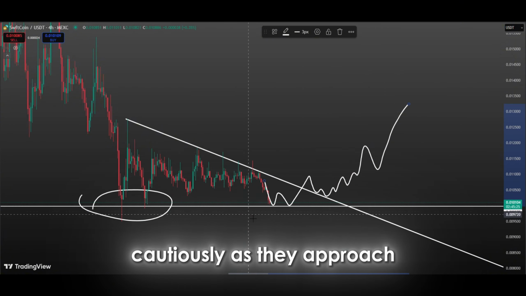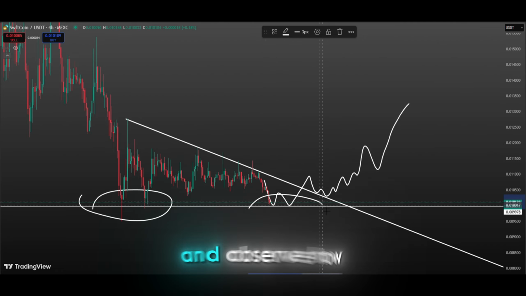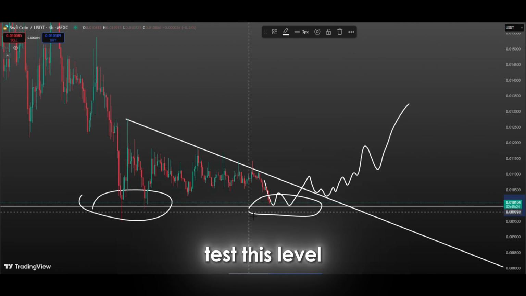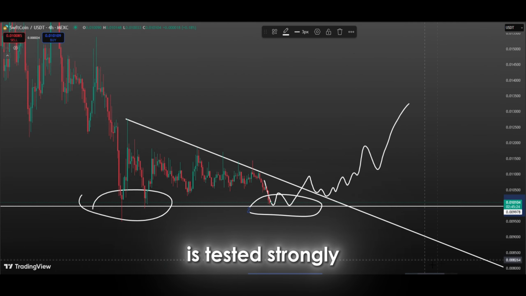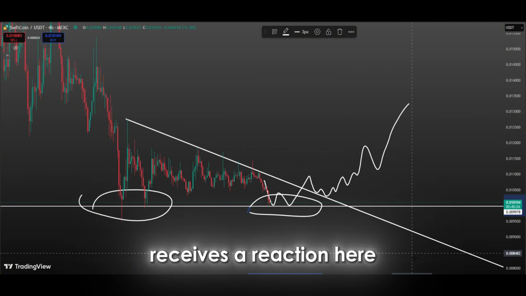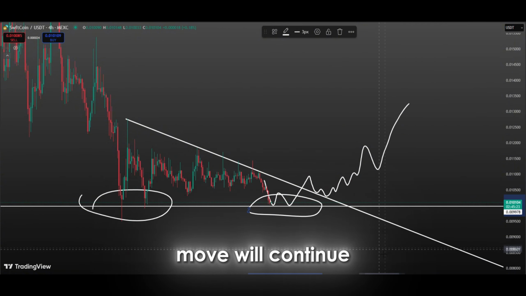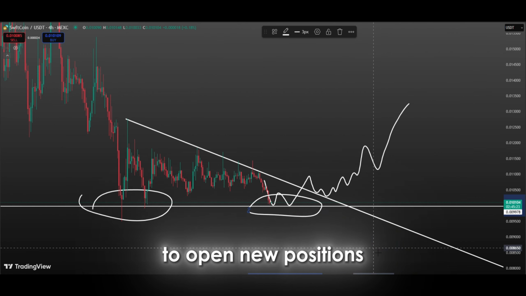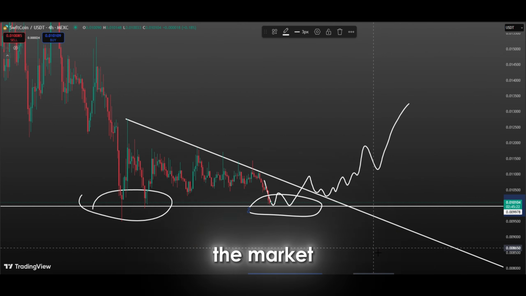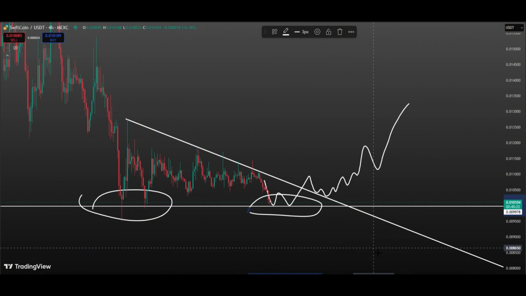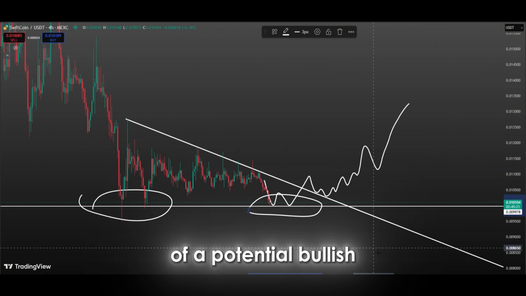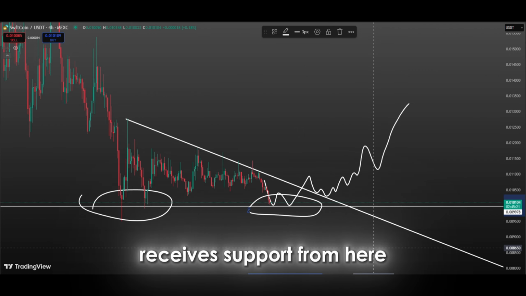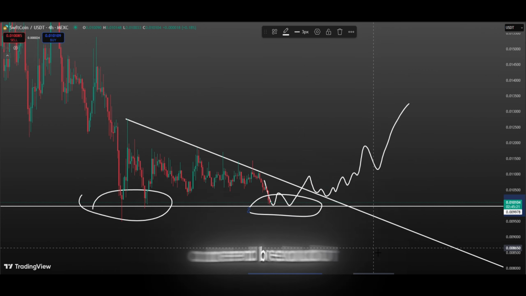Many traders act cautiously as they approach support levels and observe how the market will test this level. If the level is tested strongly and the price receives a reaction here, it usually signals that the upward move will continue. This encourages investors to open new positions. As buyers enter the market, the upward momentum accelerates, and we could witness the start of a potential bullish trend. When it receives support from here, it will likely lead directly to a trend breakout.